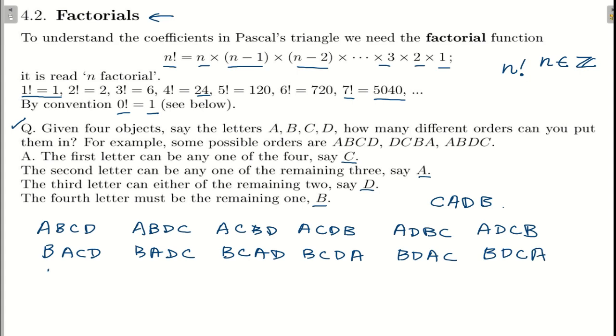How about C in the first position? We also get 1, 2, 3, 4, 5, 6. D in the first position, 1, 2, 3, 4, 5, 6. So we have 6 times 4. We have 24 possible ways to reorder these characters. This is the way we do it the hard way. We lay out all the possible ways, and now we use the factorial to do the following exercise.